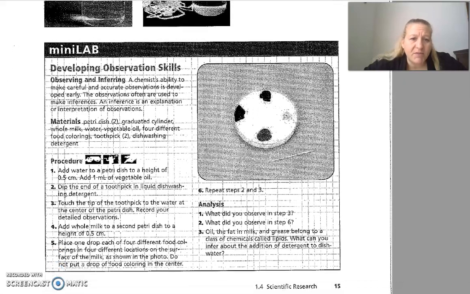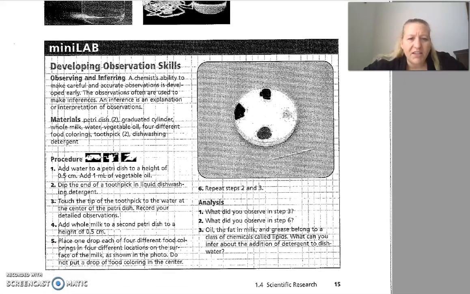You can do this observation at home. The things you need: a petri dish, but you can use any kind of small cup or whatever. A graduated cylinder; you can probably use some kind of measuring thing at home. You need whole milk, water, vegetable oil, 4 different food colorings, a toothpick, and dishwashing detergent. All of these things you'll be able to find at home, and you can read through the steps and do it at home if you would like to.